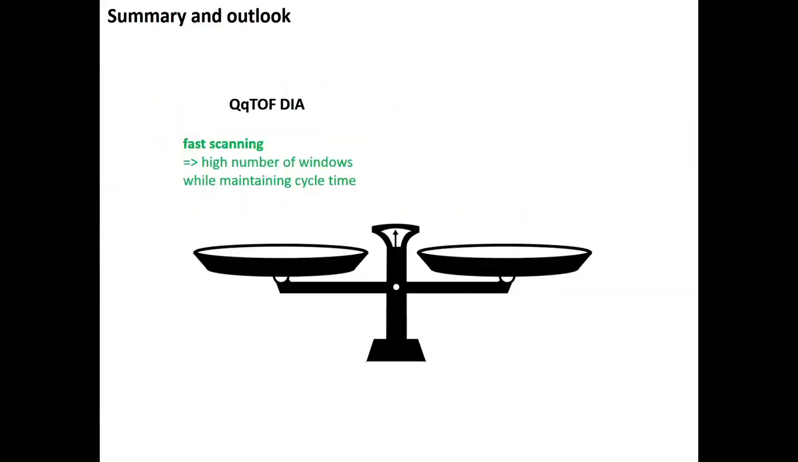So this is my final slide, Q-TOF versus Orbitrap. I think you can use the best of each machine depending on what you want to do. The Q-TOF is really fast. Now we actually have the method that we're currently running.